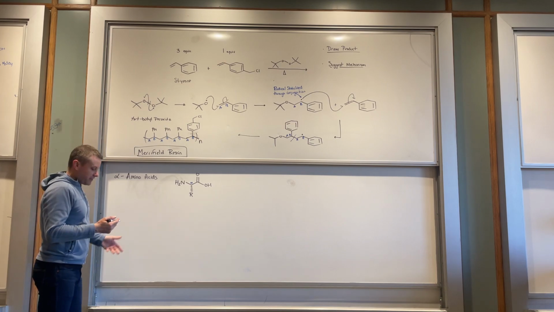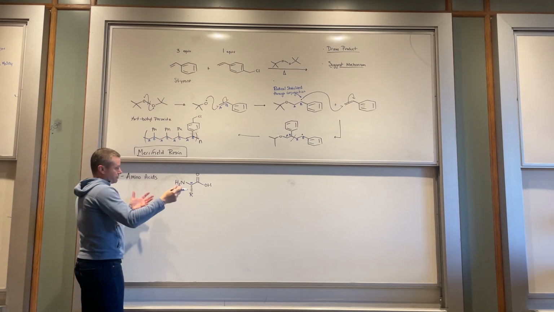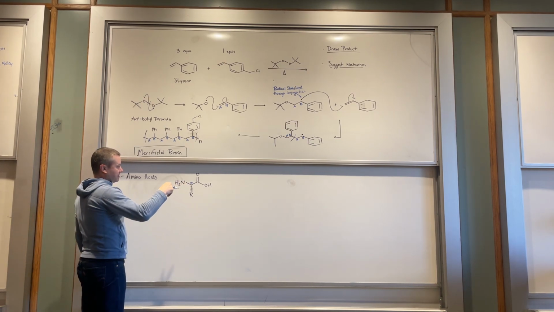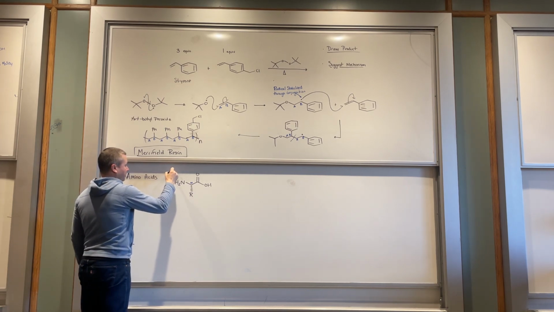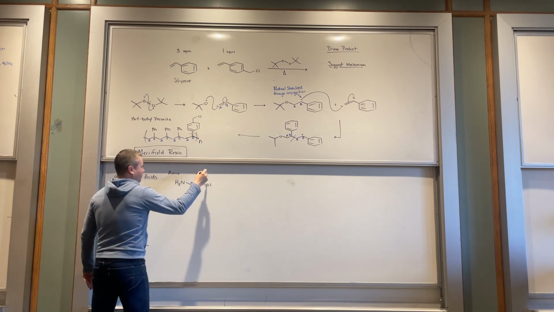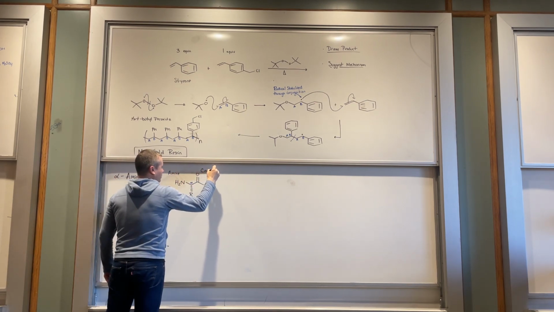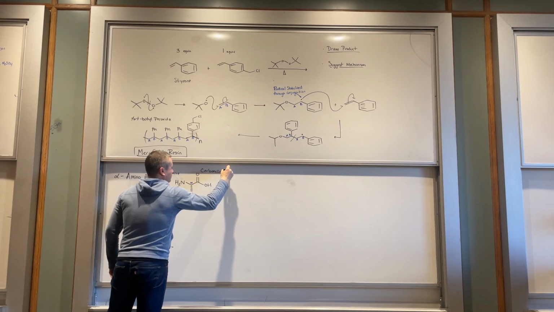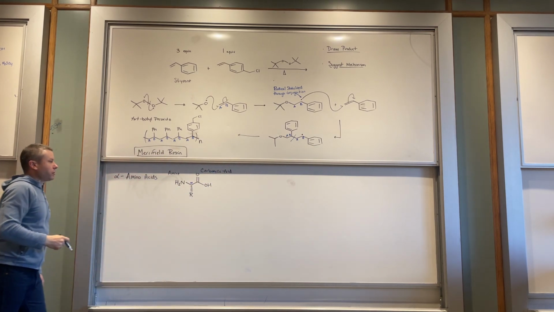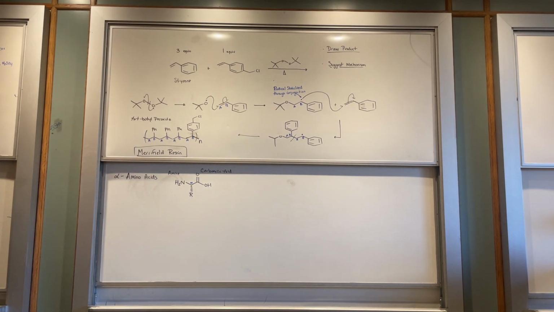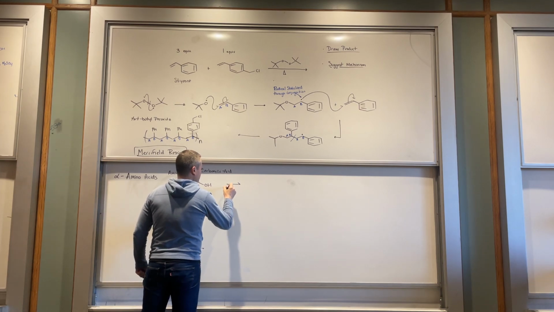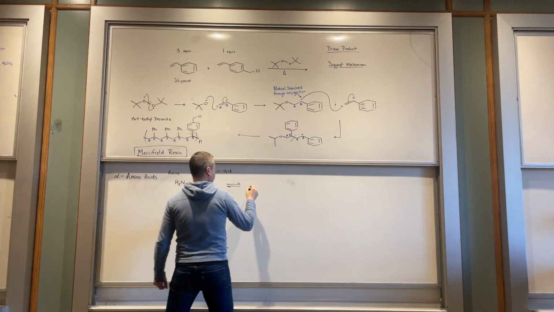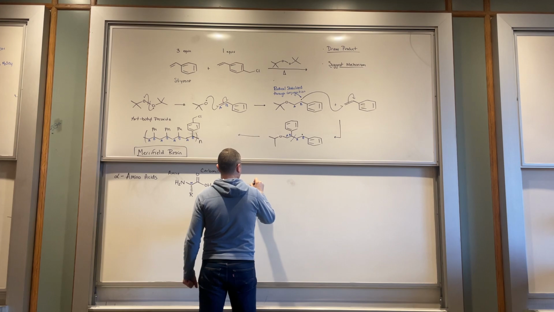So all amino acids at the very lowest level contain two functional groups, right? We have our amine functional group, and we have our carboxylic acid functional group. At neutral pH, the structure of the amino acid does not look like this, right? But the amino acid is going to be in equilibrium with its zwitterionic form.